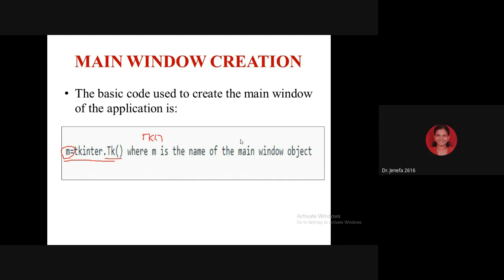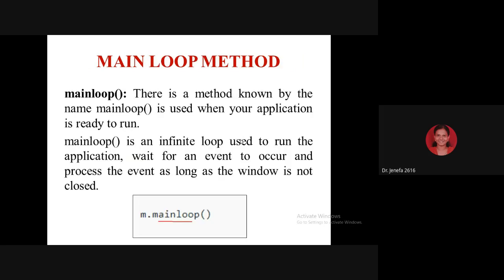Fine. So what's the first step? We need to create an object for the main window, and second, we need to input the mainloop() function. So what's the use of this mainloop() function? It is used to run the application till the window is closed. Once we close the application, mainloop will never execute.